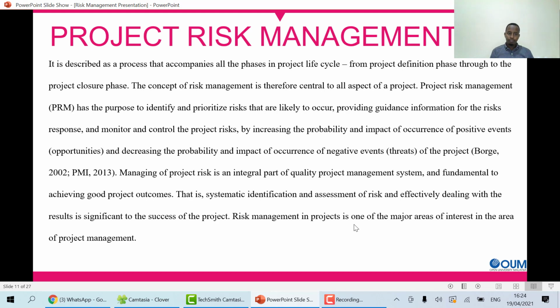Project risk management. Project risk management is described as the process that accompanies all phases in a project life cycle, from the project definition phase throughout the project close phase. The main concept of risk management is therefore central to all aspects of a project. Project risk management, we can say, is the process of identifying, analyzing, and responding to any risk that arises over the life cycle of the project to help the project remain on track and meet its goals.